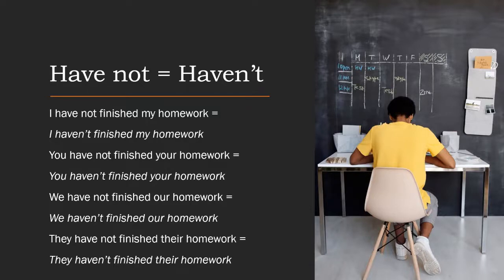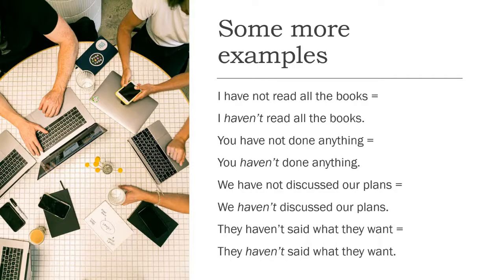Let's get some more examples of haven't. I have not read all the books. I haven't read all the books. You have not done anything. You haven't done anything. We have not discussed our plans. We haven't discussed our plans. They haven't said what they want, which is the contraction of they have not said what they want.